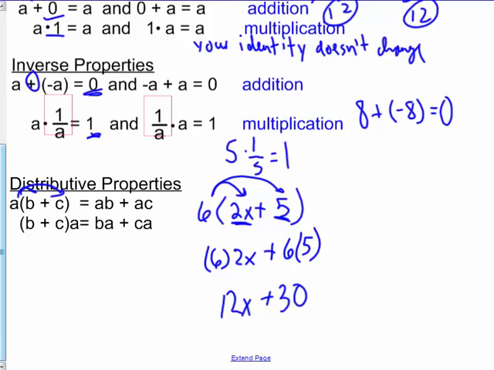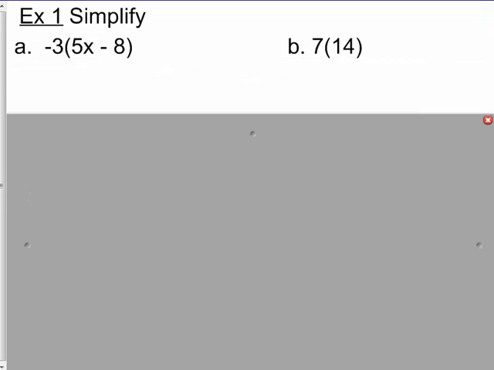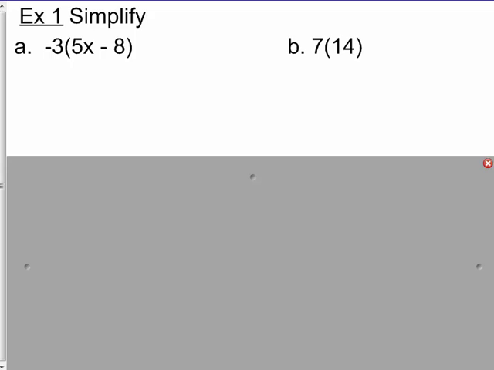So, on to the examples. In our first example, we're going to be doing some distributing and looking to combine some like terms. In part A, we're going to distribute the negative 3. The toughest part in distributing is not making careless mistakes with negatives. Negative 3 times a positive 5x: negative 3 and 5 is negative 15, so I have negative 15x. The more interesting one is the second part here. I can think of it as plus negative 8, or I can think of it as just a negative 8.